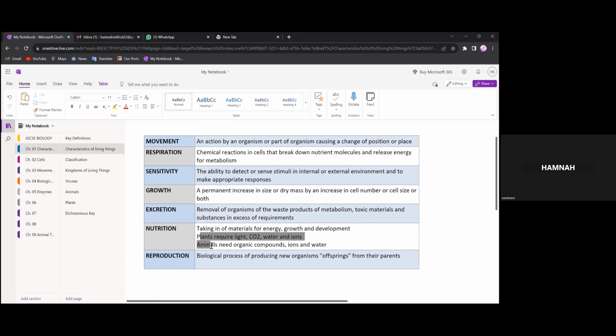Plants and animals both require nutrition, and plants require light, carbon dioxide, water, and ions. Do you know what plants require light, carbon dioxide, and water for? Sunlight and carbon dioxide and water. What does this turn into? Photosynthesis. It's a process. Yes, they need this for photosynthesis.